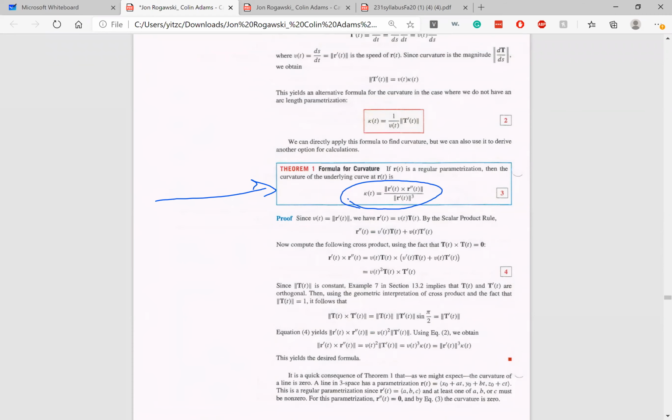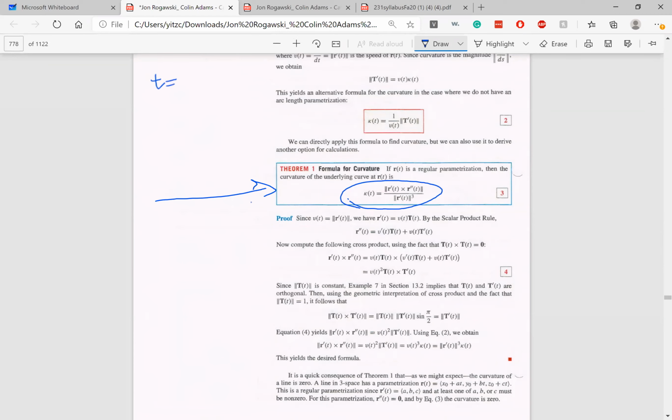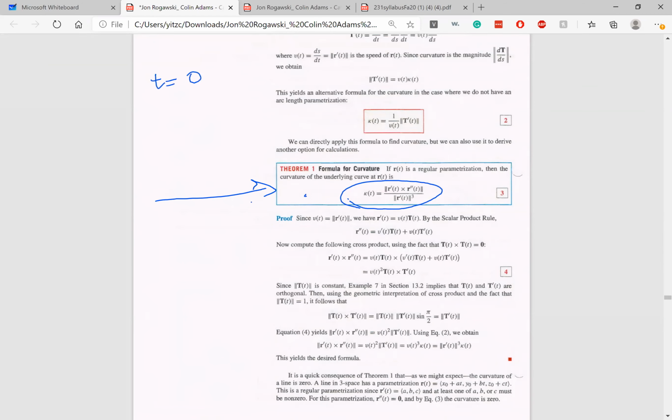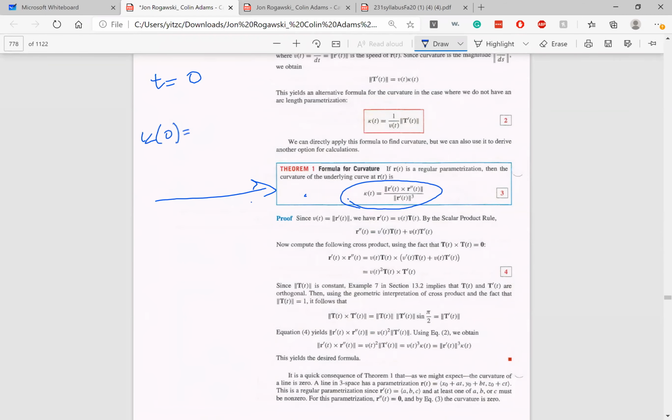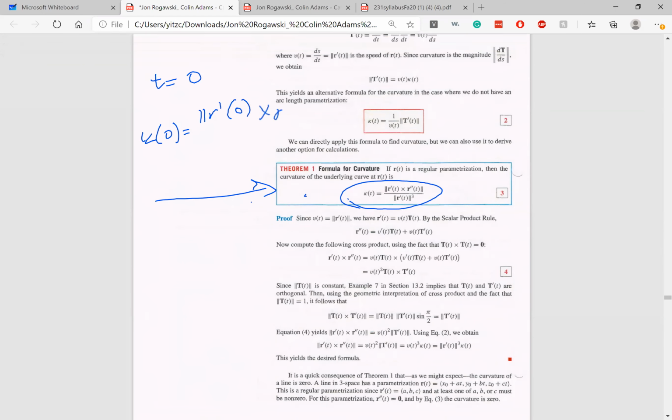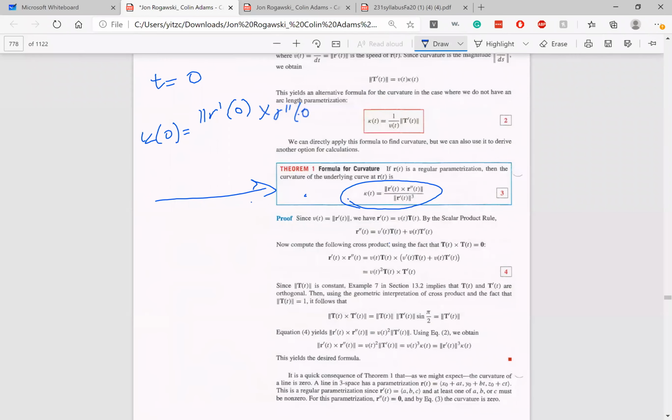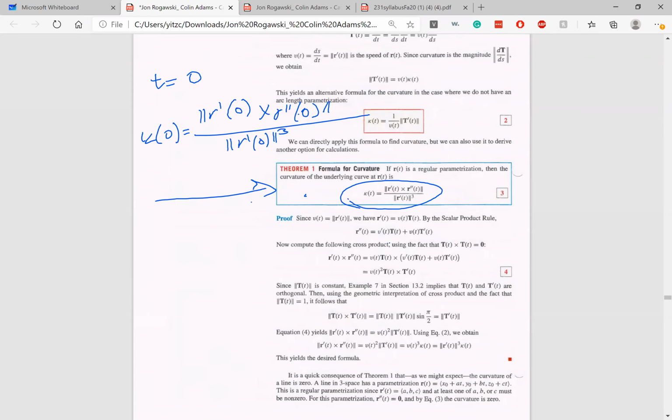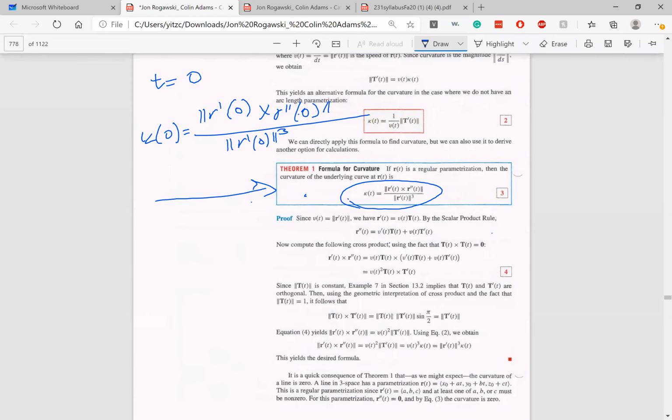So let's say you want to compute the curvature for t equal to 0. The curvature at t equal to 0 is going to be the magnitude of r prime at 0, and you would put this in, so it would be a vector with numbers, cross r double prime 0, over the magnitude of r prime 0 cubed. And that would be your curvature. Over here, they prove why that is. We're not going to do that.